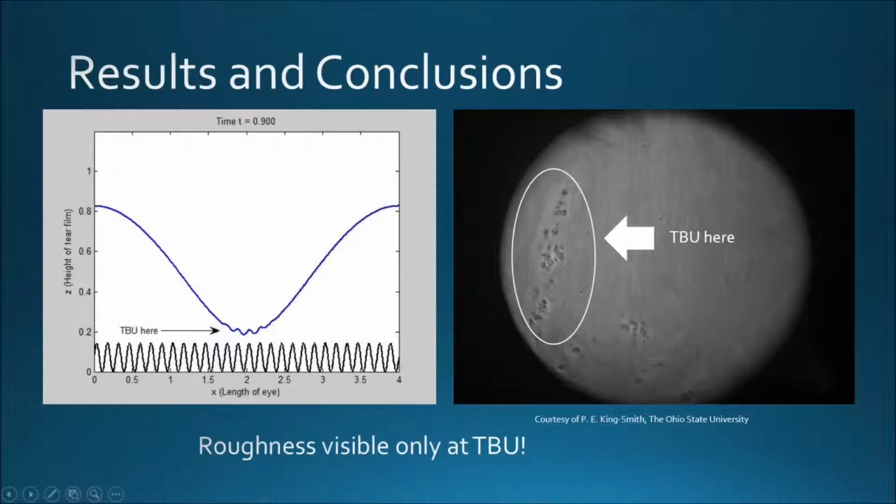Therefore, our model suggests that the roughness we see in images, such as the image on the right, are evidence of tear breakup. The results of our model will help ophthalmologists better understand tear breakup. It will also allow us to improve our mathematical models for the future.